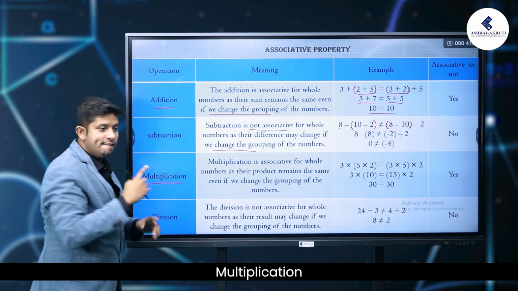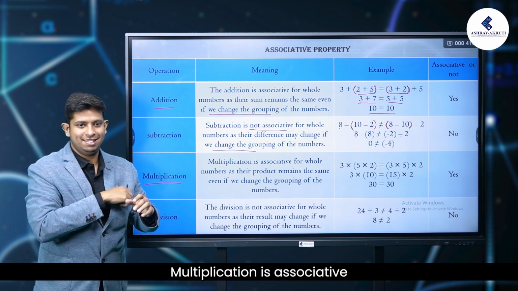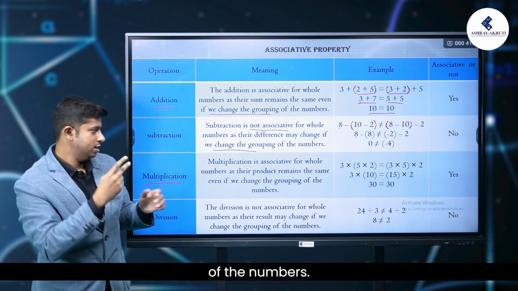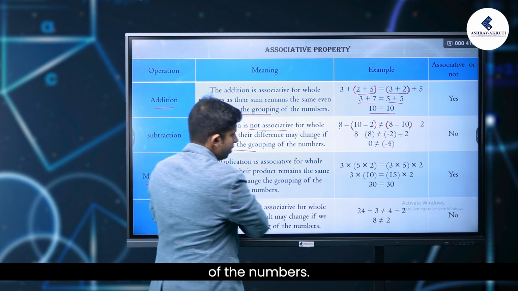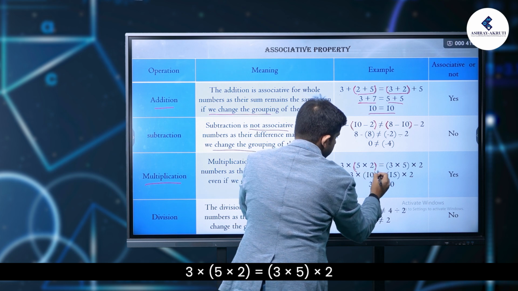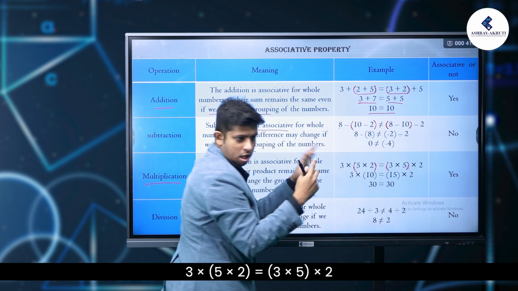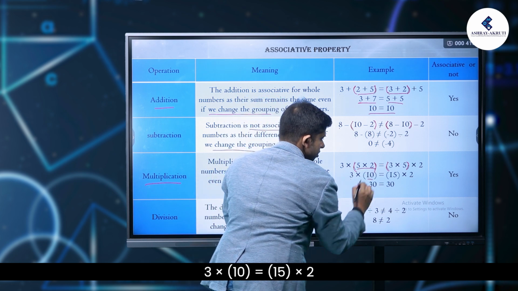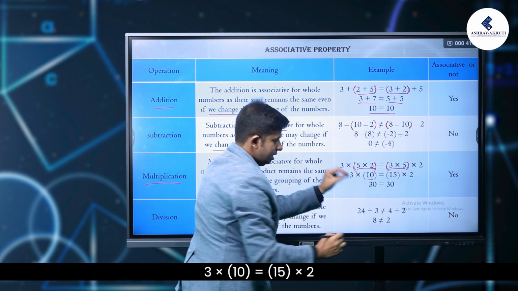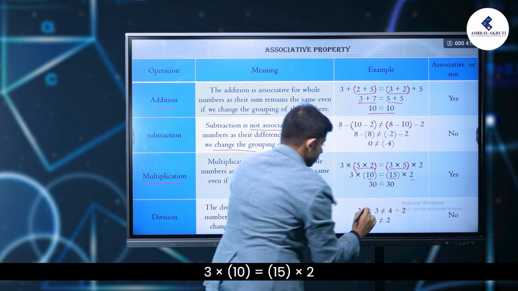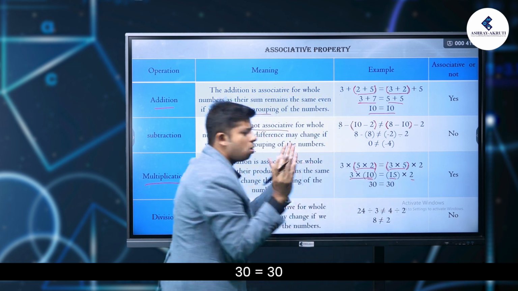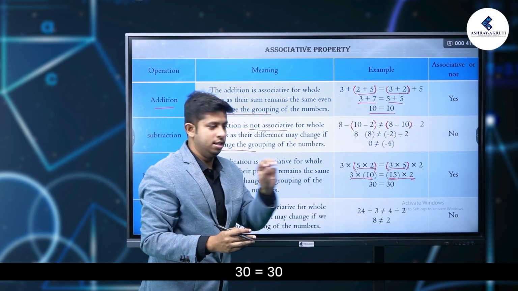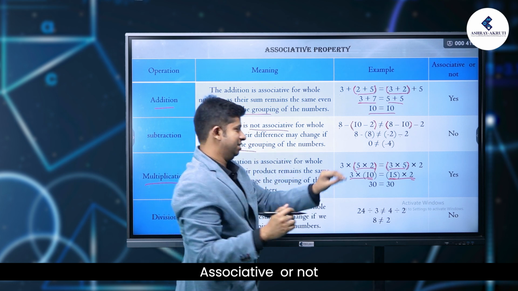Multiplication. Multiplication is associative for whole numbers as their product remains the same even if we change the grouping of the numbers. Example, 3 into (5 into 2) is equal to (3 into 5) into 2. 3 into 10 is equal to 15 into 2. 30 is equal to 30. Associative or not? Yes.